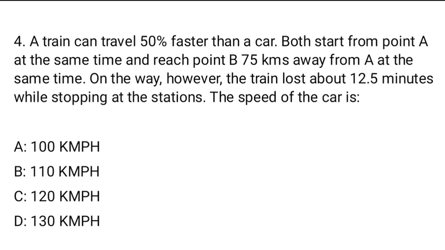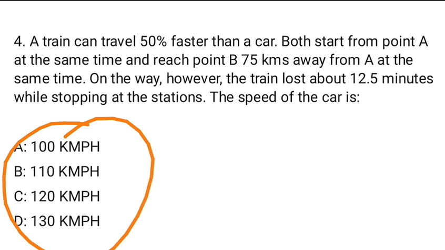Next question. A train can travel 50% faster than a car. Both start from point A at the same time and reach point B 75 kilometers away from point A at the same time. On the way, however, the train lost about 12.5 minutes while stopping at the stations. The speed of the car is, we have to calculate the speed of the car. These are the options. Pause the video, try to solve by your own. First, I would explain the problem.